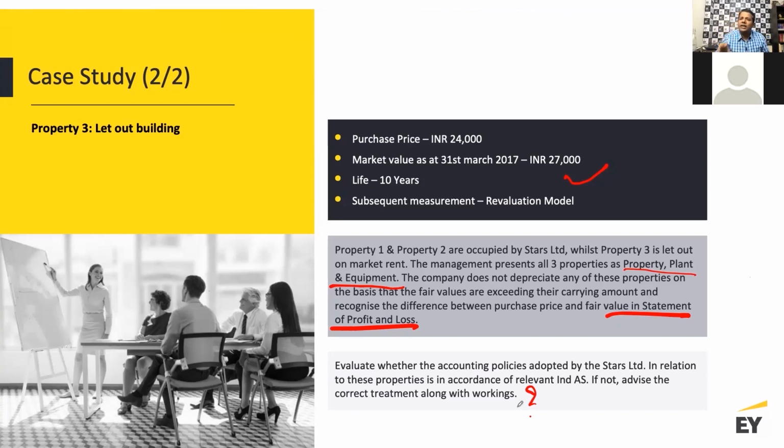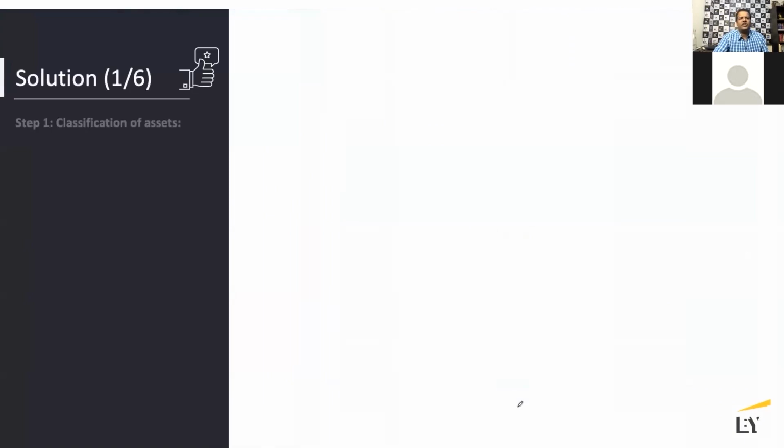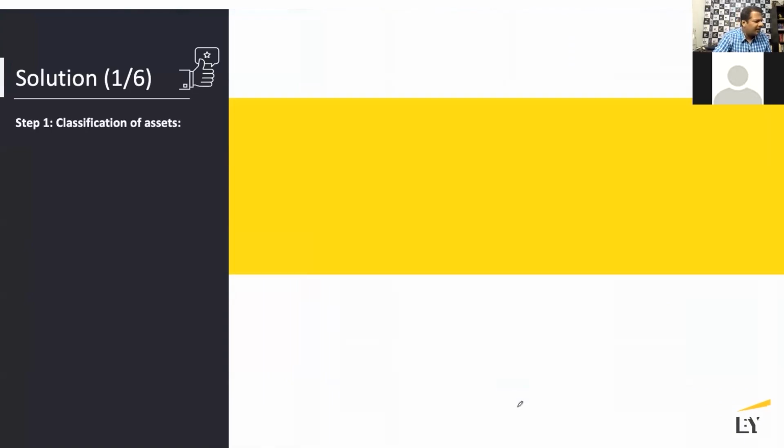You are only allowed to use the historical cost method under Ind AS 40, but fair value disclosures are mandatory under Ind AS 40, whereas fair value disclosures are not mandatory under Ind AS 16. So both accounting standards are required here for us to appropriately answer this question. We'll go through the answer in a fair degree of detail.